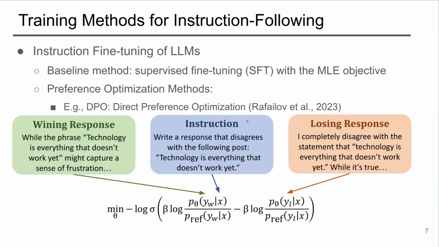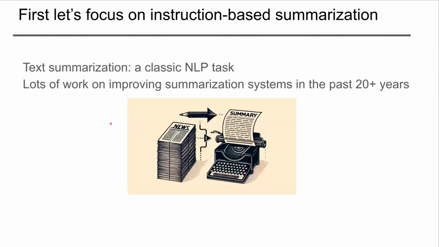Then there are preference optimization methods that people use to fine-tune models to provide better outputs. In this setup, you have pairs of responses. Given an instruction, you have a winning response and a losing response, and you train the model so that it has a higher probability of outputting the winning response rather than the losing response. Famous methods for this are RLHF, PPO, DPO, and models in that family.